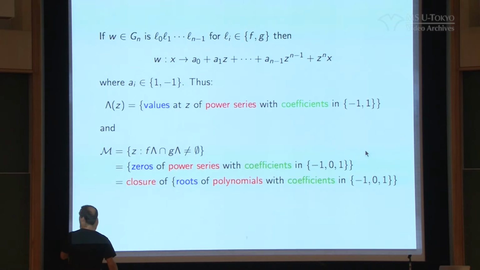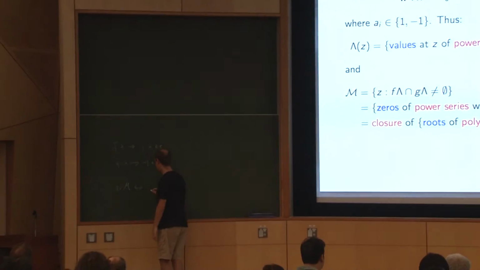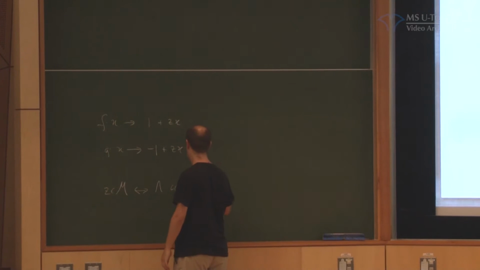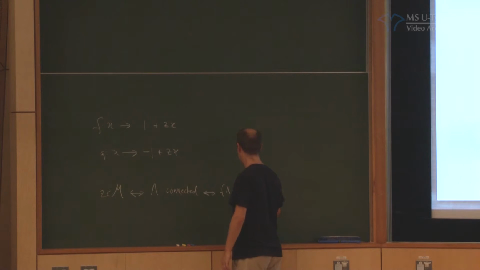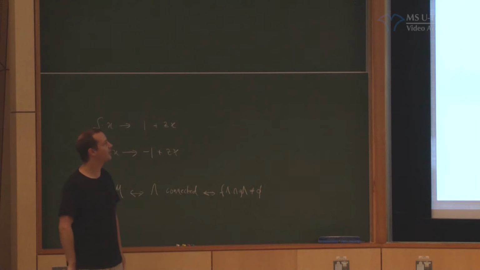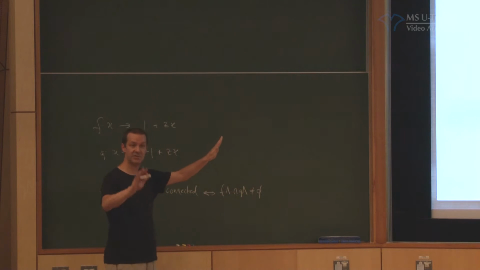And then remember that being in the Mandelbrot set was equivalent to saying that this limit set was connected. And this was equivalent to saying that f of lambda intersect g of lambda is non-empty. What's f of lambda? It's the values of power series with coefficients in 1 and minus 1 that start with a constant term 1. g of lambda is the power series that start with minus 1. The intersection being non-empty says that one of them is equal to the other.